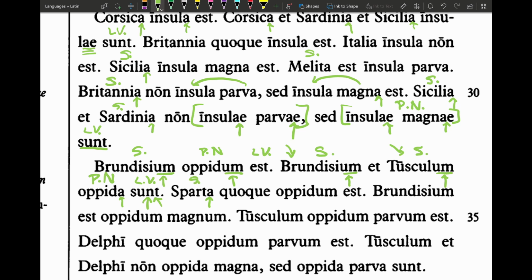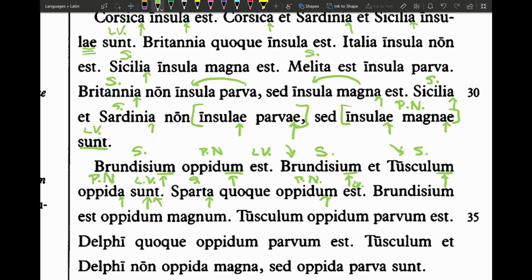Okay, it's our subject. But here we have a neuter noun down here to tell us what it is, right? We recall this is singular. Look, we have our linking verb that's singular. We have one subject. We have our adverb. Quoque means also. Oppidum is singular predicate nominative because we're only talking about one subject.